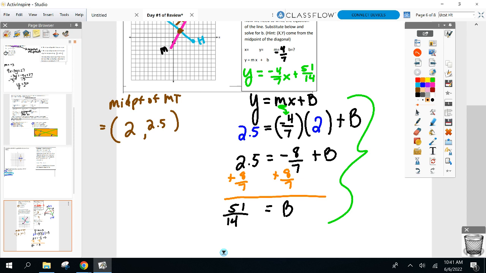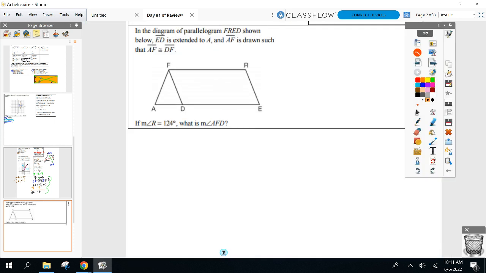Slope, y-intercept. I'm going to do one more with you, and then you can start on the multiple choice in the Regents exam. Angle R is 124. AF is congruent to DF. Find what AFB is. And this is a parallelogram, remember. All right.